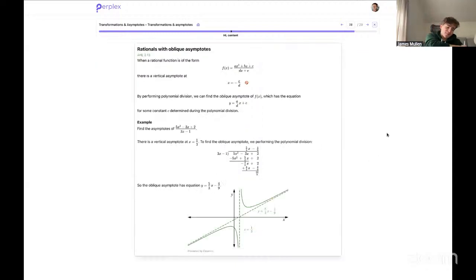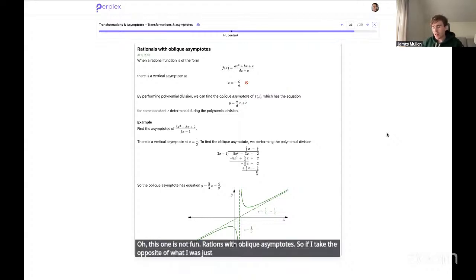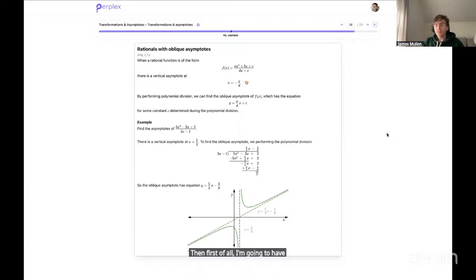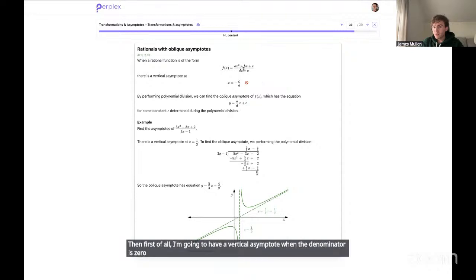Oh, this one is not fun. Rationals with oblique asymptotes. So if I take the opposite of what I was just talking about, which was when I had a quadratic in the denominator, and instead now I put the quadratic in the numerator, then first of all, I'm going to have a vertical asymptote when the denominator is 0, which is when dx plus e is equal to 0, so x is negative e over d.